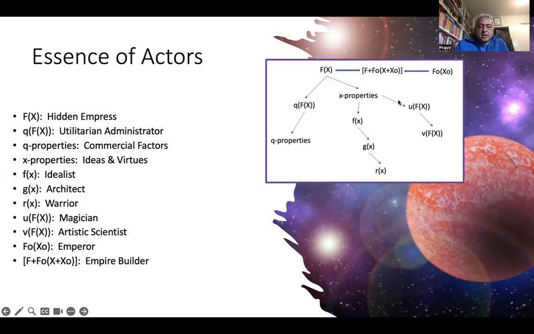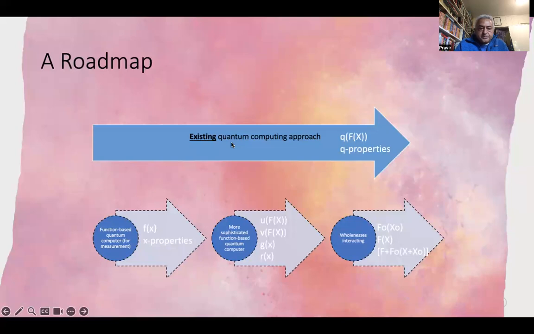And then you've got ufx, who's a magician because she's able to either disappear or appear, go back to qfx or develop more of fx, depending on the situation. And then you got vfx, who's an artistic scientist that builds on the art represented by the whole, but using the science represented by qfx q properties. You've got another wholeness represented by foxo, that's an emperor. And when the emperor and empress get together, there's a new kind of empire that's built, and that's represented by foxo.